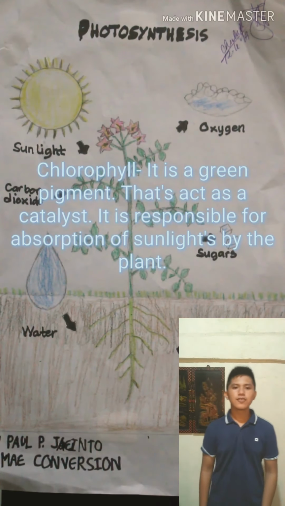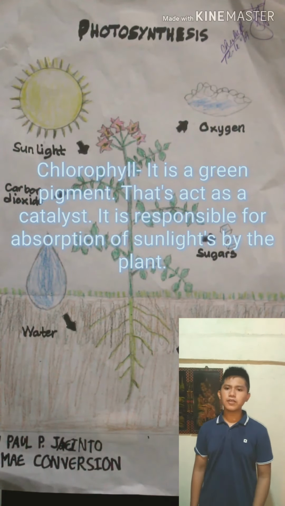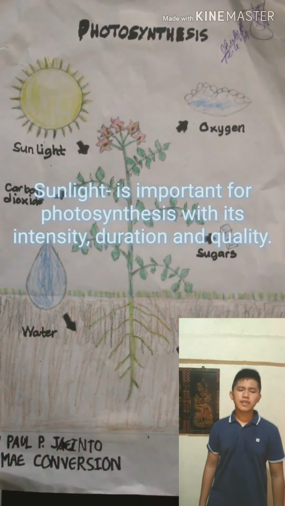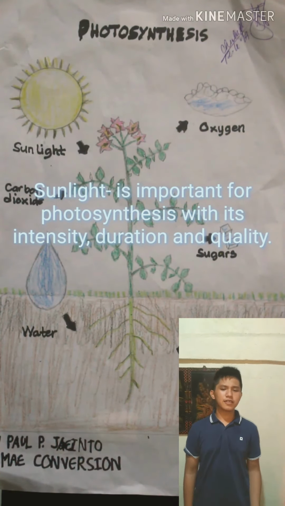Third, chlorophyll. Chlorophyll is a green pigment. It acts as a catalyst in a plant to absorb sunlight into its body. Number four, the sunlight. Sunlight is important for photosynthesis because of its intensity, duration, and quality. So now we will discuss photosynthesis entirely.